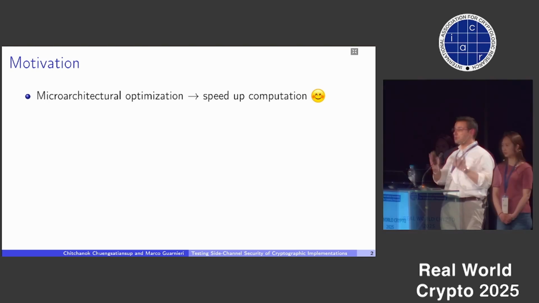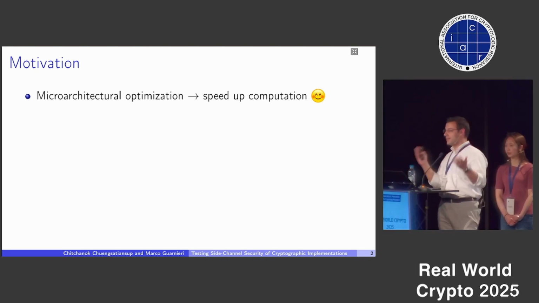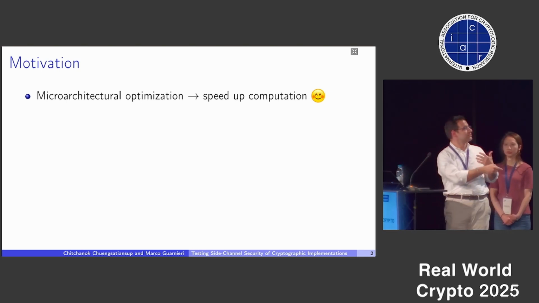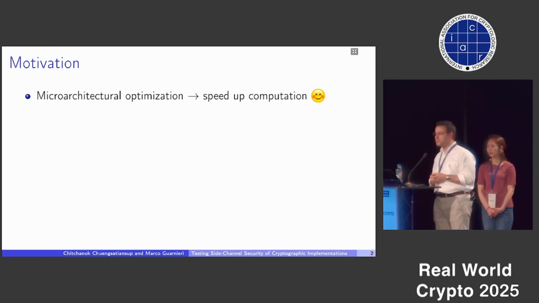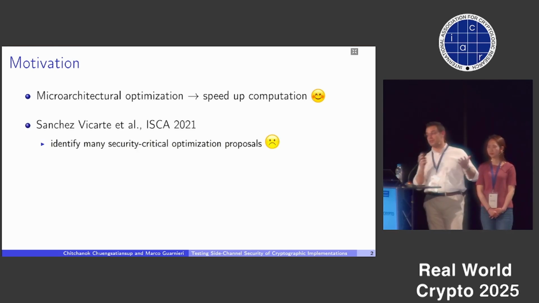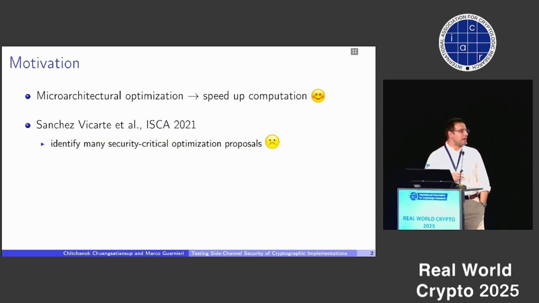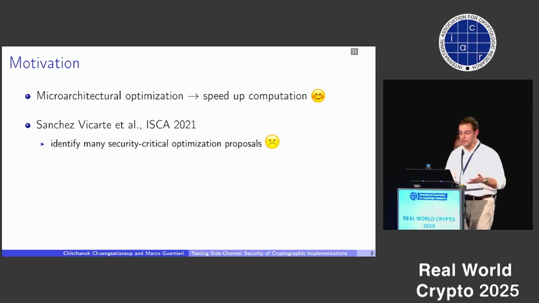So computer architects and hardware vendors keep coming up with new and new fancy microarchitectural optimization, which is great because, you know, we go fast. But at the same time, we all know that microarchitectural optimizations come with side channels, which is not great in general. And in particular, even more important, a recent study from Sanchez-Vicarta and others identified that a lot of optimization proposals that the computer architecture community has been developing over the years, but are not implemented yet in modern CPUs, are actually security critical. They can be exploited to compromise our cryptographic implementations.